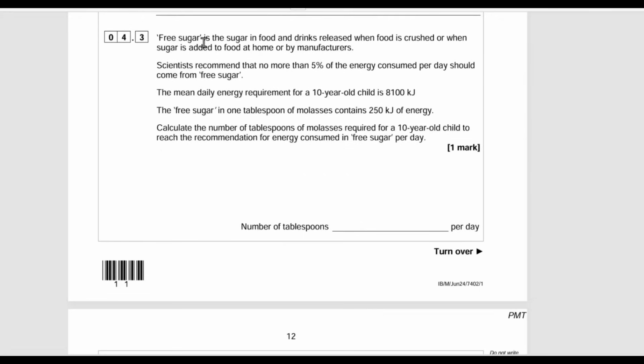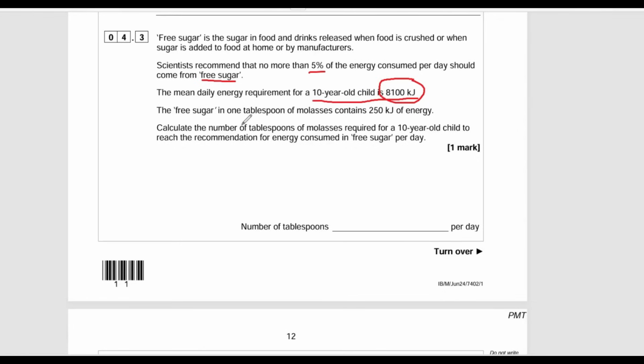Let's look at 4.3. Free sugar is the sugar in food and drinks released when food is crushed or when sugar is added to food at home or by manufacturers. Scientists recommend that no more than 5% of the energy consumed per day should come from free sugar, so added sugar to your meals. The mean daily energy requirement for a 10-year-old is 8,100 kilojoules.